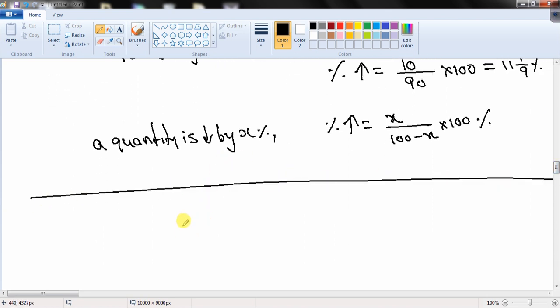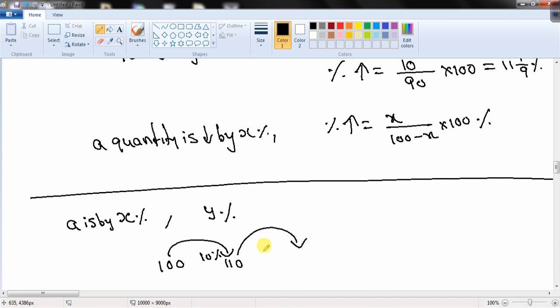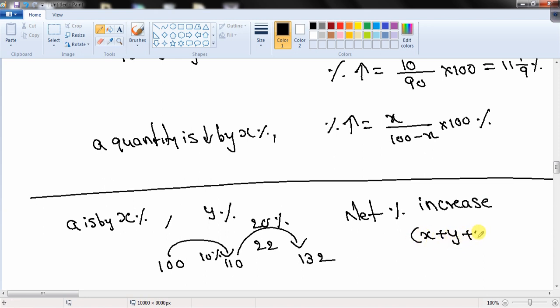The last formula which might be useful is, a quantity A is increased by X percentage, and the increased quantity is again increased by Y percentage. So 100 initially increased by 10% is 110, and 110 is again increased by 20%, which is 22, meaning 132. So what is the net percentage increase? Net percentage increase is not 30%. Net percentage increase is given by X plus Y plus XY by 100%.